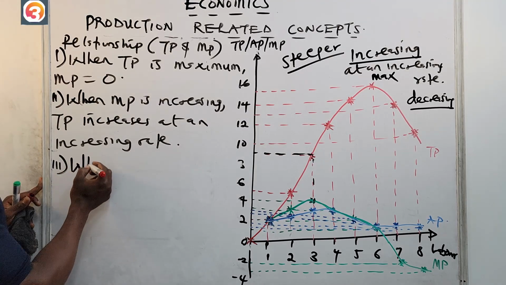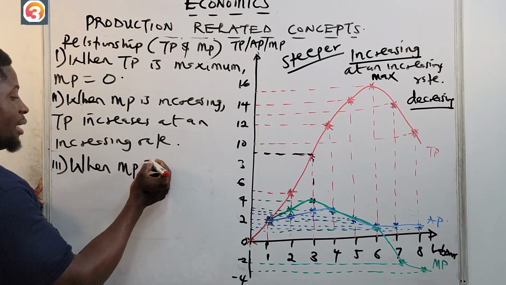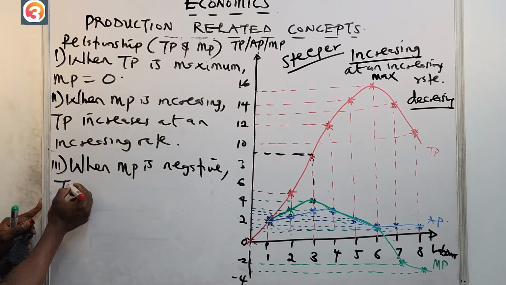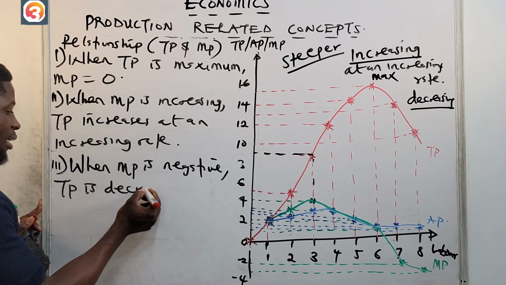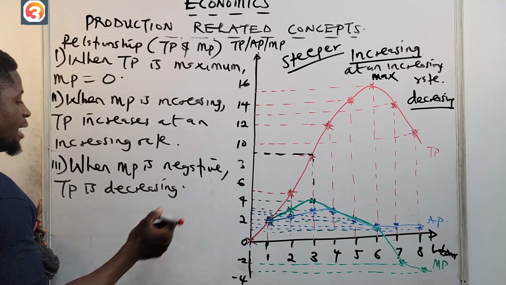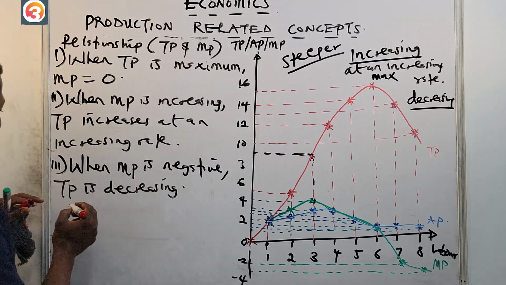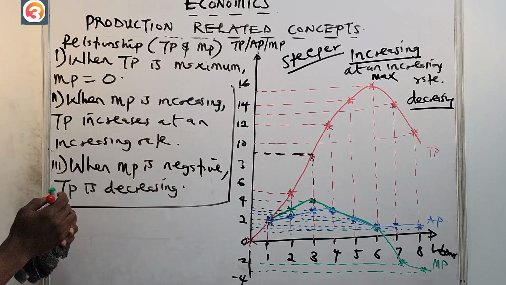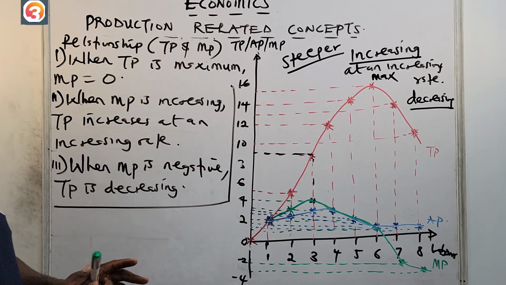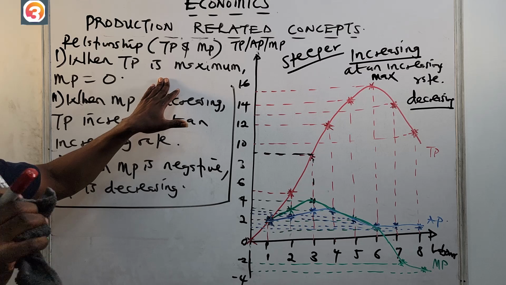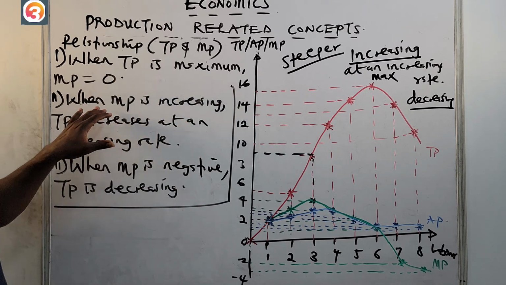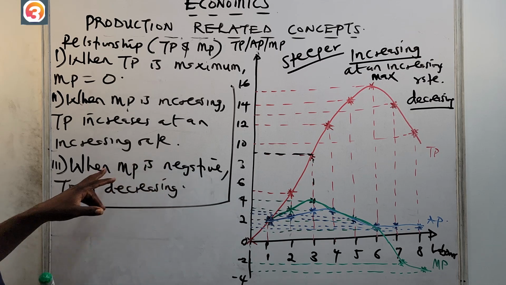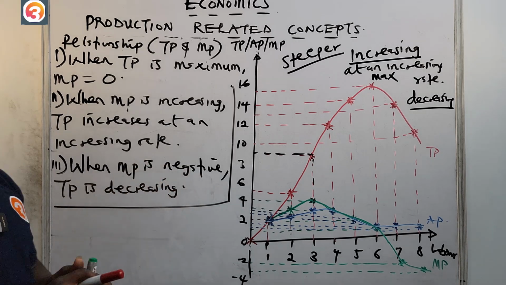When MP is negative, what happens? TP is decreasing. Simple as ABC. You must take note of these 3 relationships between MP and TP, marginal product and total product. When TP is maximum, MP is 0. When MP is increasing, TP increases at an increasing rate. When MP is negative, TP is decreasing.